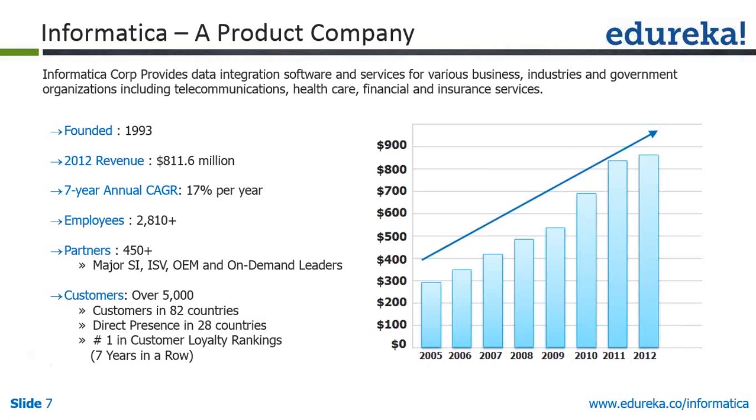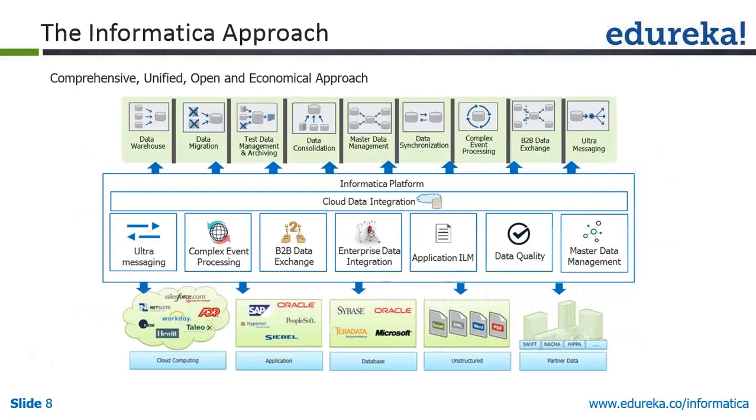It provides data integration software and services for various businesses, industries, and government organizations, including telecom, healthcare, financial, and insurance services. It was founded in 1993. As of 2012, the revenue is around 1.6 billion, and there are around 2,810 employees. There are 450 partners, and over 5,000 customers spread across around 82 countries. Informatica has a direct presence in 28 countries.